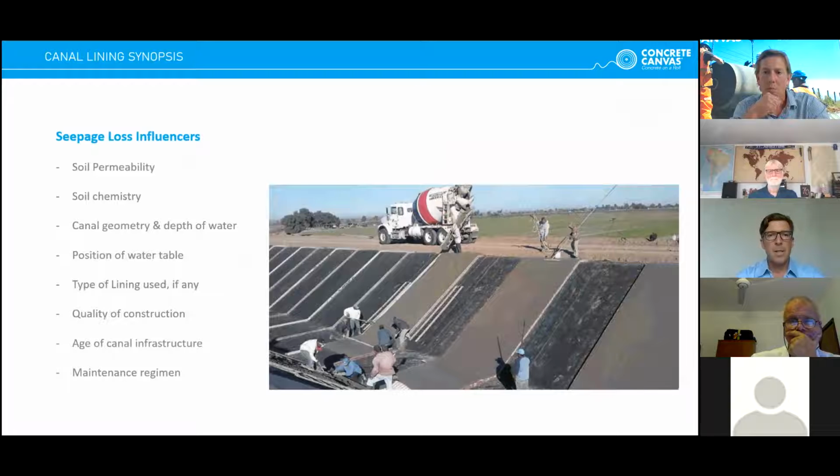There are a number of factors that influence seepage losses through a canal. Seepage is primarily attributed to the permeability of the soil subgrade and the chemistry thereof. But there are also compounding factors like the canal geometry and head of water within the canal, the position of the water table adjacent to the canal, the type of lining used in eliminating seepage, the quality of construction when installing this lining, the age of the canal infrastructure, and the maintenance regimen conducted on the canal network itself.